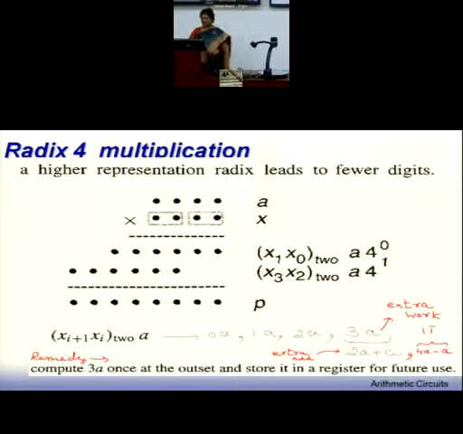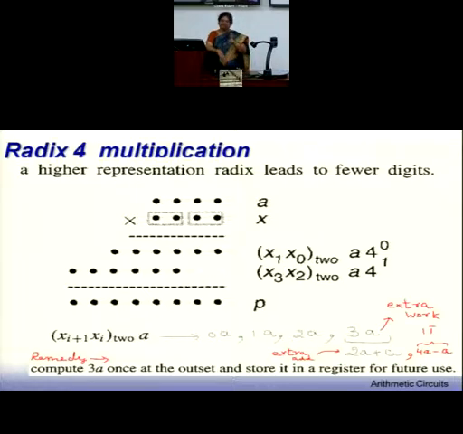So when multiplying A, I can generate either 0A, or 1A, or 2A, or 3A. So my PP rows will be one of these 4. 0A means all zeros, so I need not add. 1A means nothing; whatever the multiplicand is, simply bring it and add. You are not doing anything to your multiplicand; it is simply replicating itself. And 2A means a left shift by 1 bit and simply add. You are not doing anything else; only one shifting operation is required.